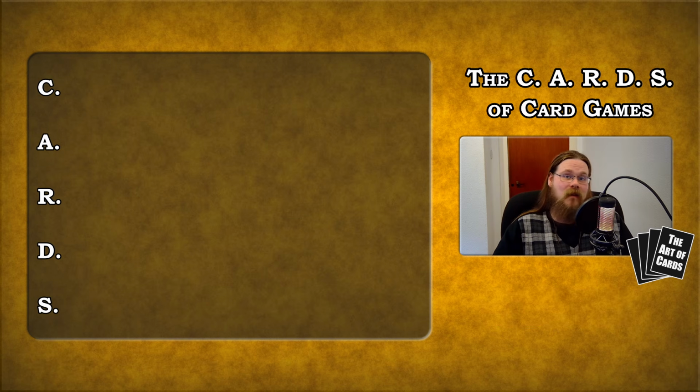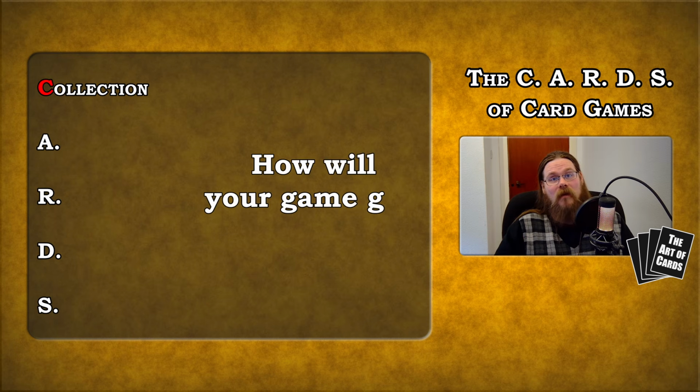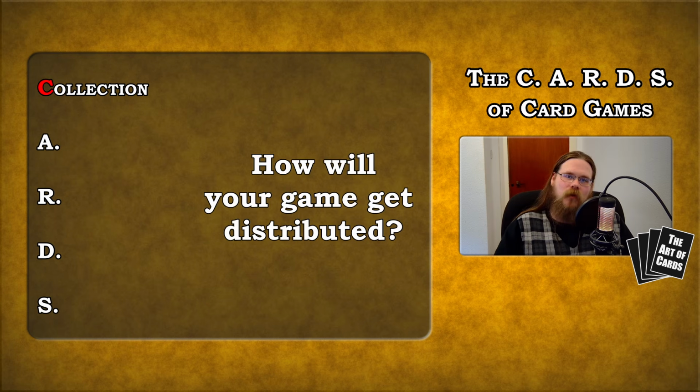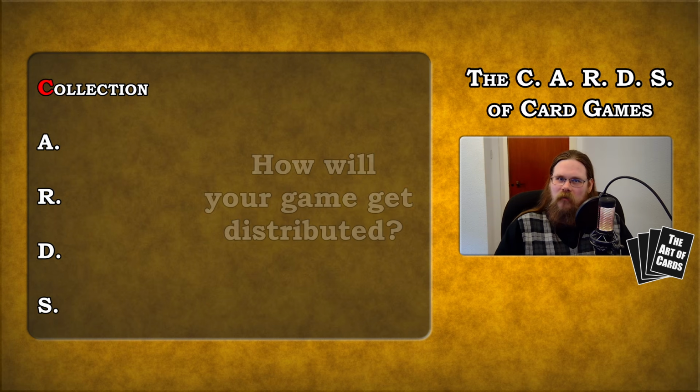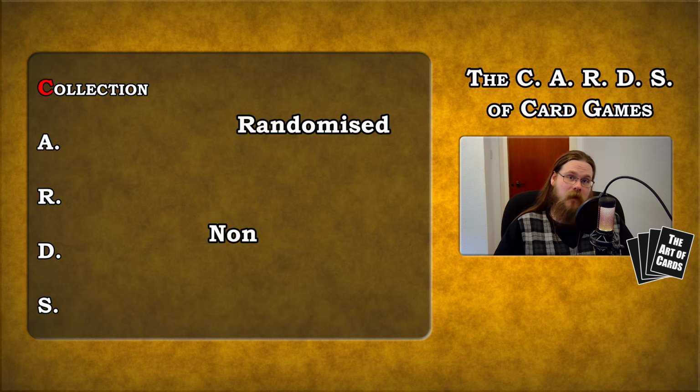So the first letter in cards is C, and that is for collection. As a new player, you'd need some cards to get started. So that is where you can already ask yourself the question, how will your game get distributed? When it comes to distributing your game, there are basically 2 kinds of products: randomized products and non-randomized products.